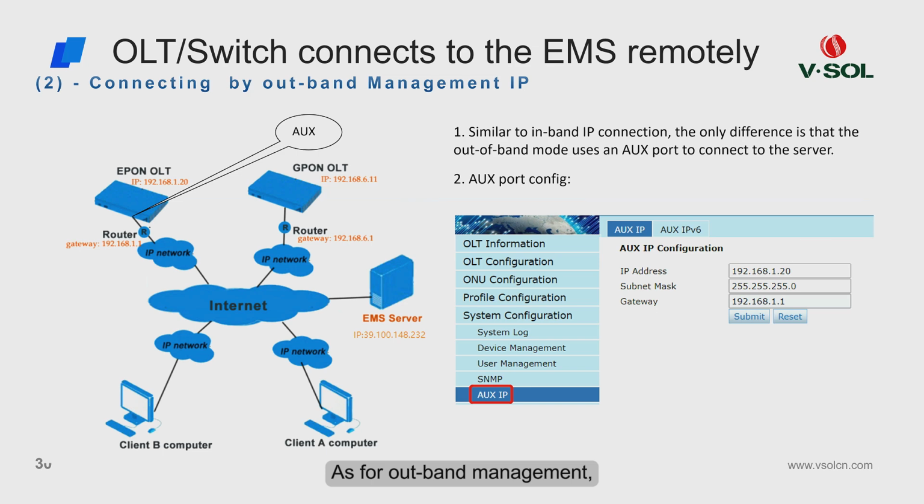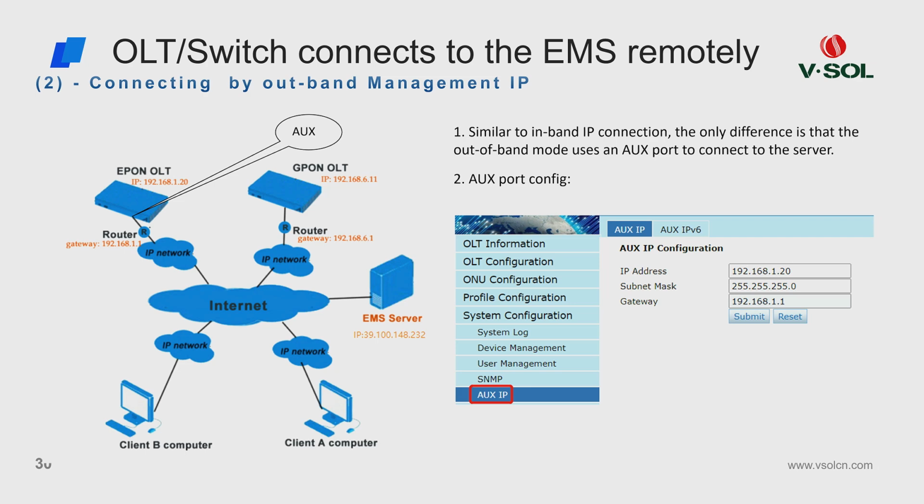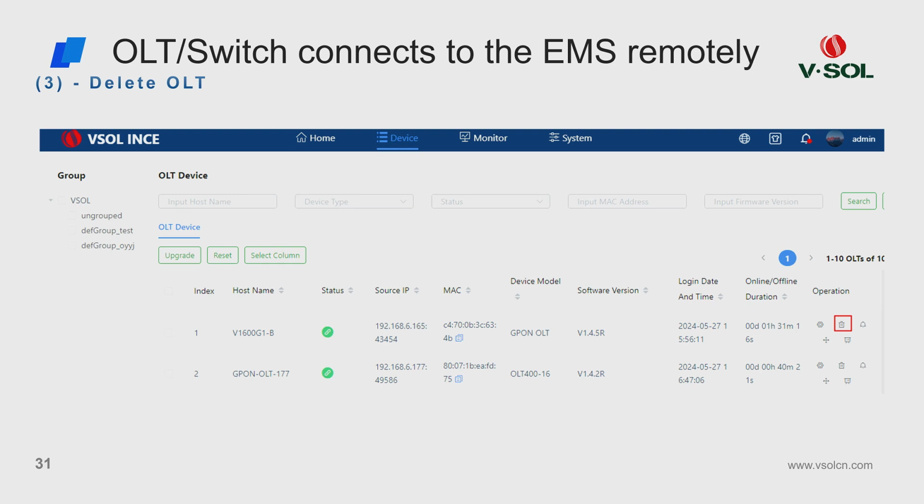As for out-band management, it is very similar to in-band management. The only difference is that it connects to the server by the manage port. If you want to delete the OLT connection, there is a delete button in the operation list. You can click on it. However, if the link is normal, the OLT still reconnects automatically.